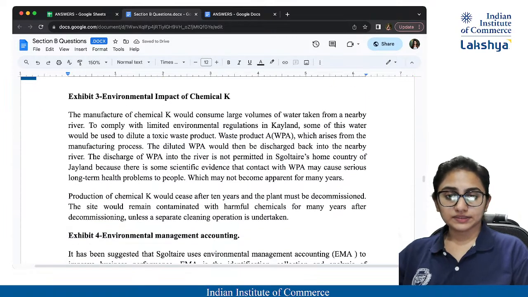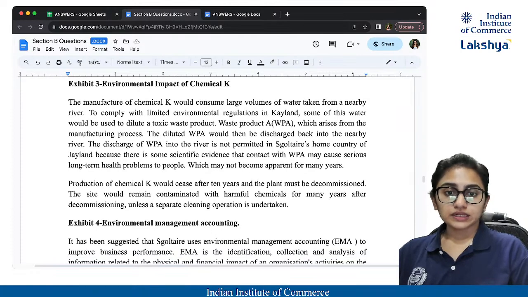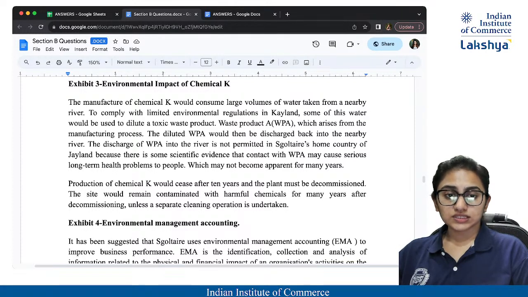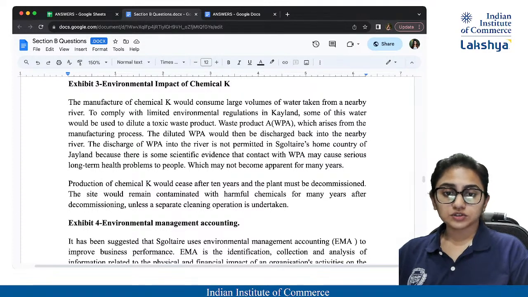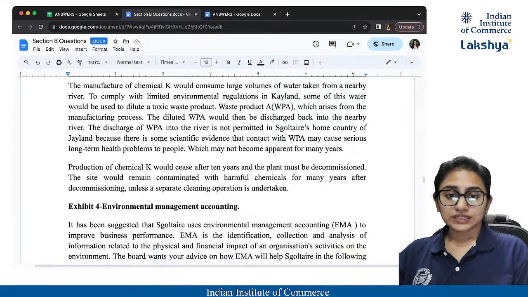Exhibit 3: Environmental Impact of Chemical K. The manufacture of Chemical K would consume large volumes of water taken from a nearby river. To comply with limited environmental regulations in K-Land, some of this water would be used to dilute a toxic waste product, waste product A, which arises from the manufacturing process. The diluted waste product A would then be discharged back into the nearby river.